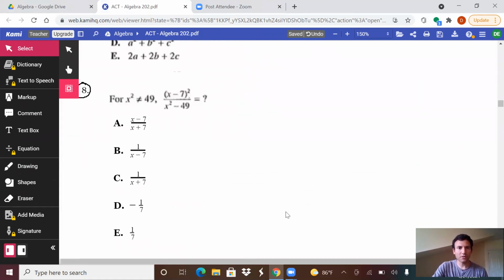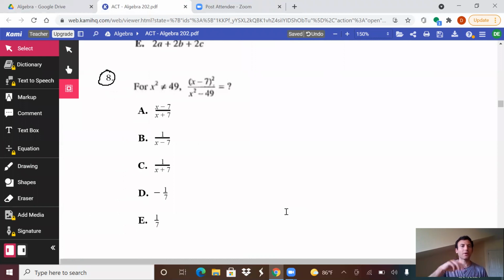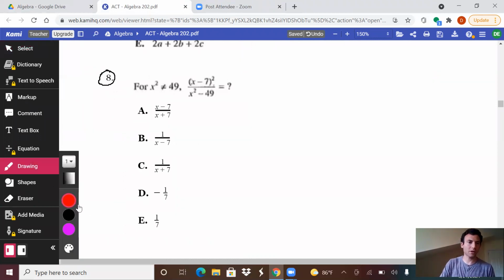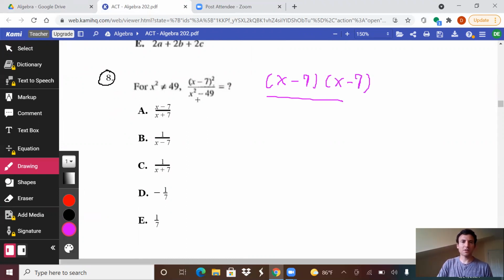Okay, so I'll do 8 pretty quickly. There's 2 ways to do 8. And as always, feel free to pause the video and give it a shot yourself. Or if you just want to see how to do it, you can just keep it rolling. Anyway, the fastest way is to realize that the top is x minus 7 times x minus 7. The bottom is conveniently a difference of squares. We can get that by x plus 7 times x minus 7.